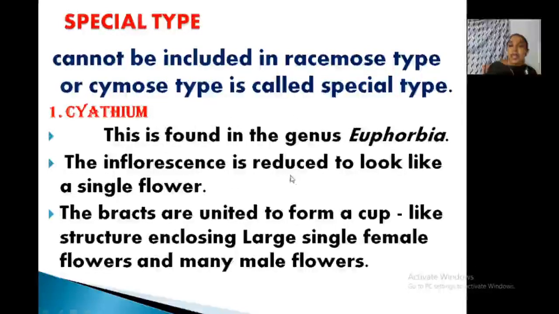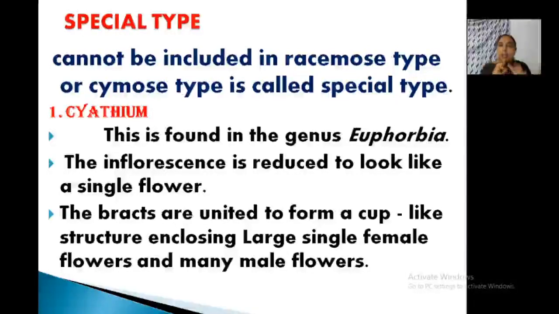So what is a cyathium? It is already an inflorescence, but when you look at it, you feel that it is a single flower. Clear? Okay. So a number of bracts, in the axil of the inflorescence, flowers arise from the axil of a leaf-like structure, that is called a bract.